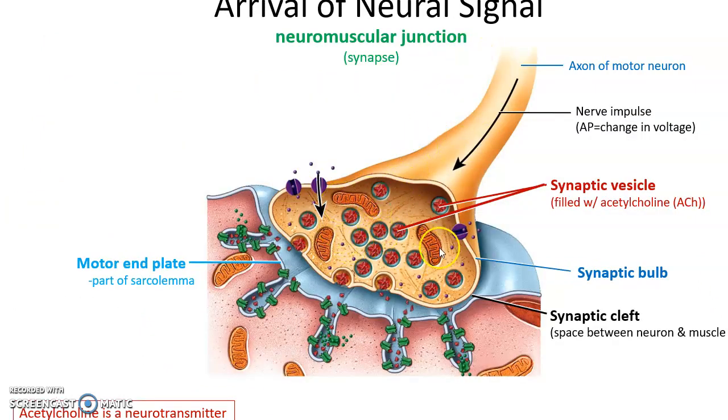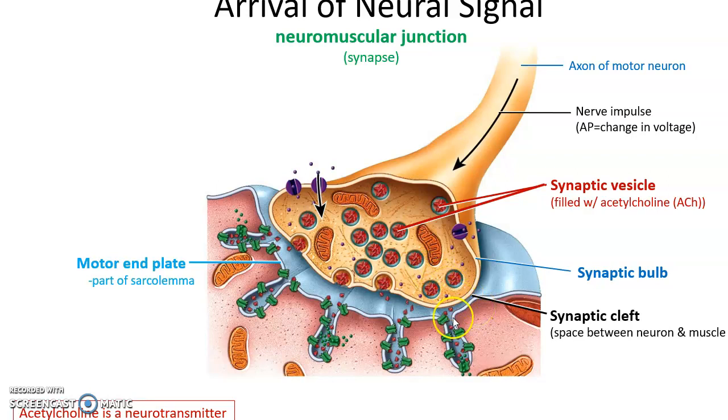Now, within the synaptic bulb, we see hundreds and hundreds of vesicles. These vesicles are filled with the neurotransmitter acetylcholine. So these are called synaptic vesicles. Synaptic vesicles filled with acetylcholine fill up the synaptic bulb. And of course, the synaptic bulb is next to a region of the muscle cell that is called the motor end plate. The motor end plate is just the part of the sarcolemma that is adjacent to the synaptic bulb.